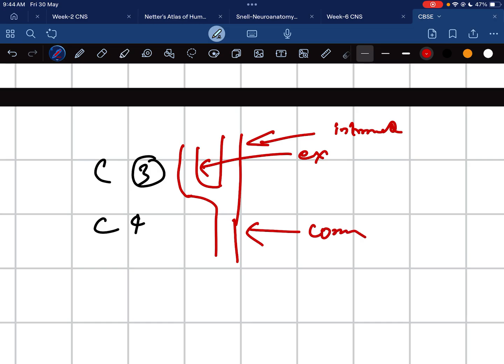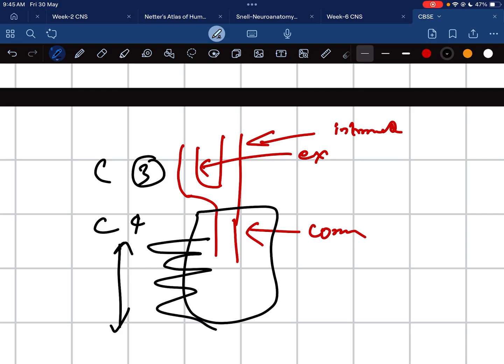Each common carotid artery lies in front of the transverse process of the lower fourth cervical vertebra, under the cover of the anterior border of the sternocleidomastoid muscle. Here is the transverse process, so it is situated at the transverse process of C4. So we have discussed where it gives the external and internal branches.